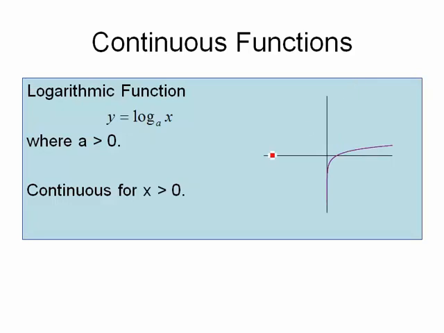Logarithmic functions, remember, logarithms are only defined for positive values. Remember there's a vertical asymptote here, and everything to the right of that vertical asymptote, which are my positive values, I'm going to be able to draw this without lifting up my marker here. So for values x greater than 0.